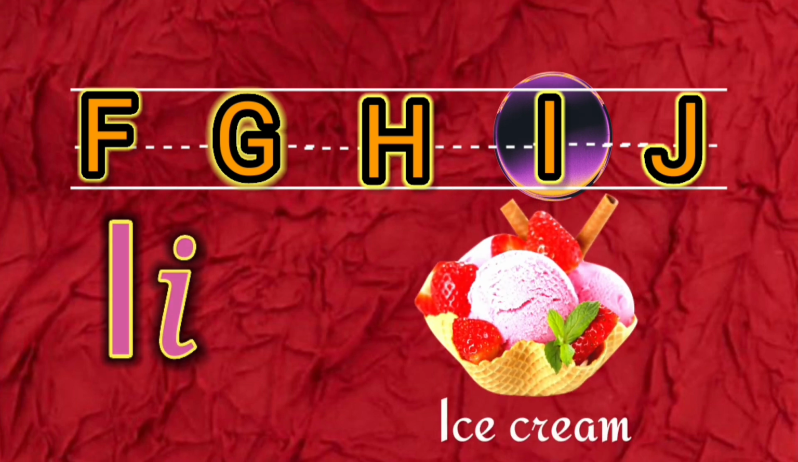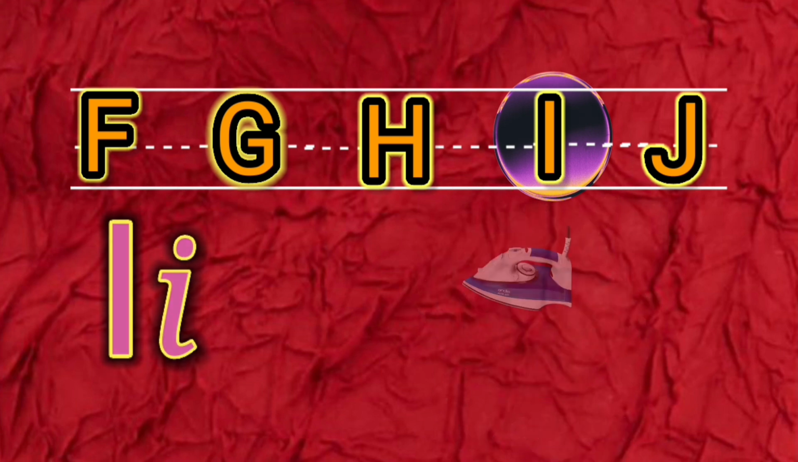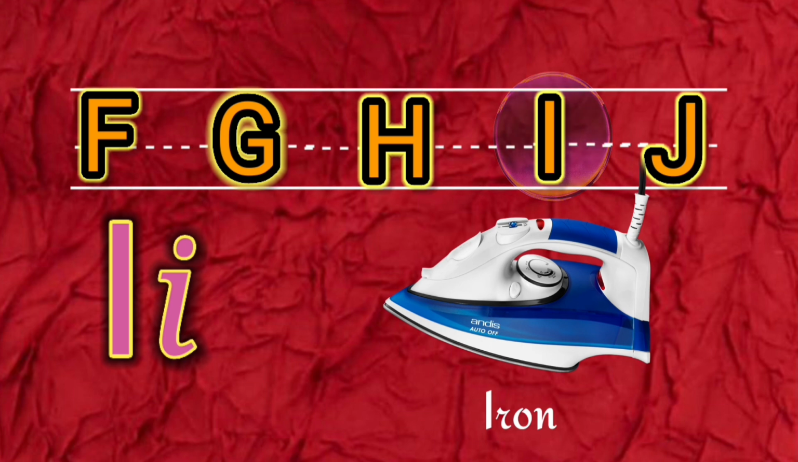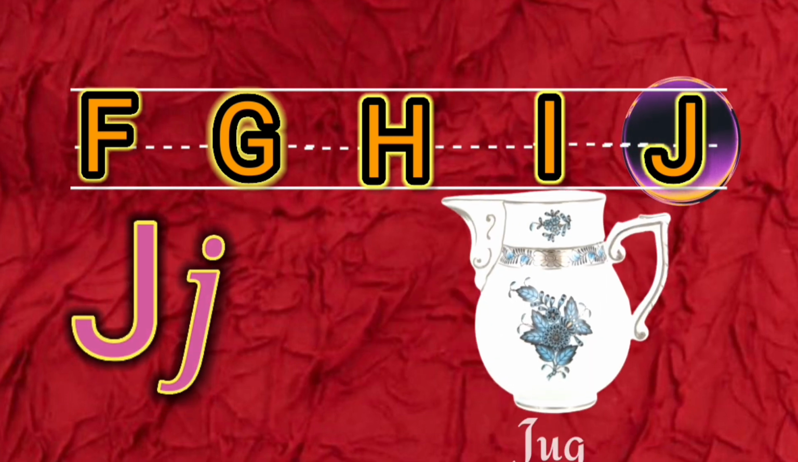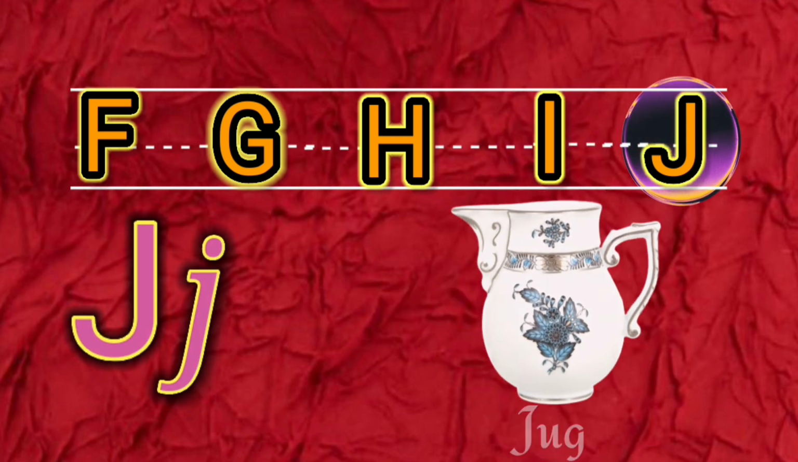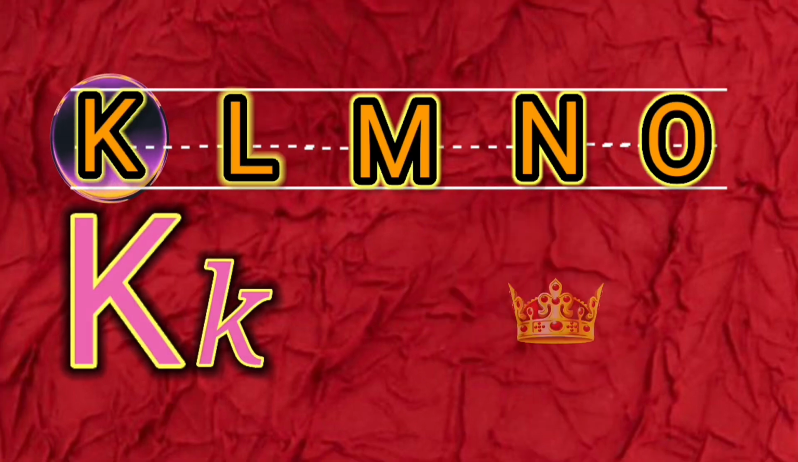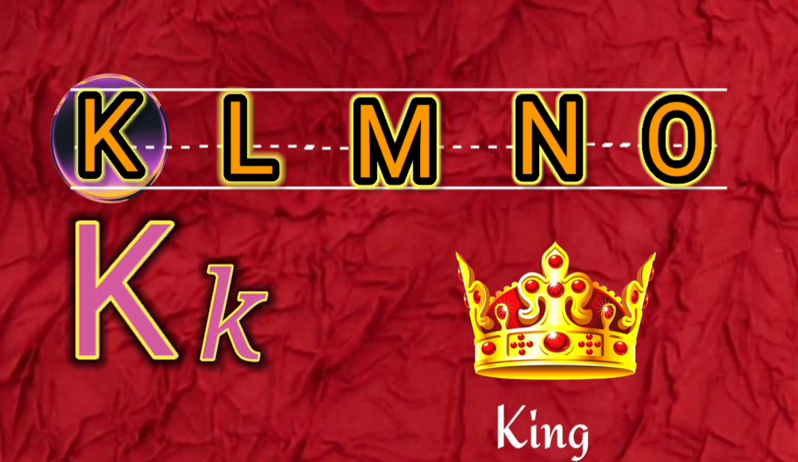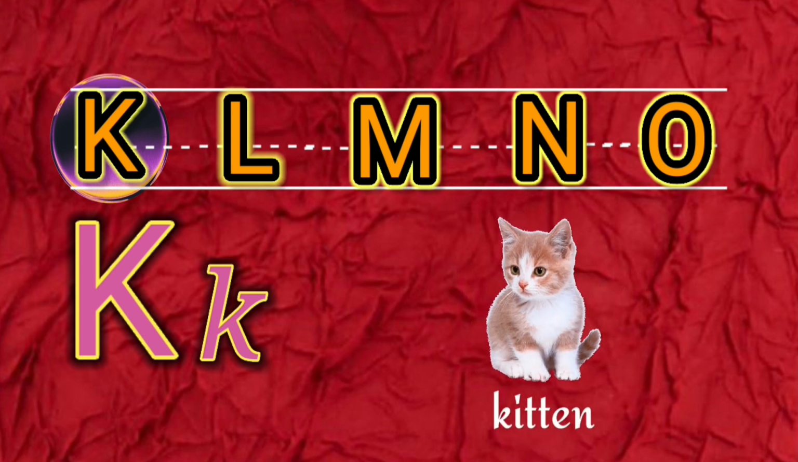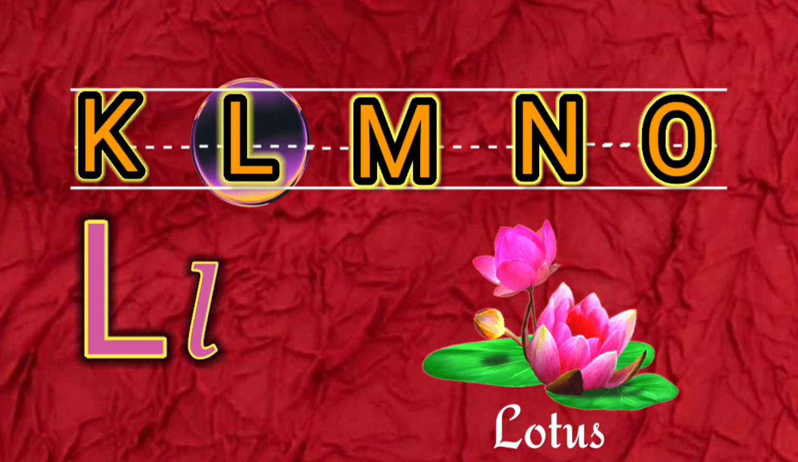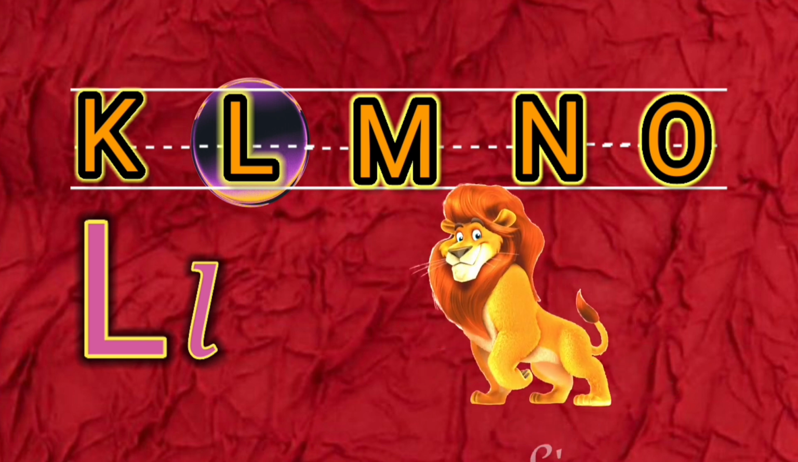I for ice cream. I for iron. J for jug. J for jackfruit. K for king. K for kitten. Simple. L for lotus. L for lion.